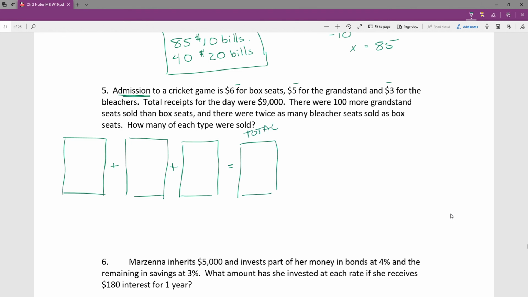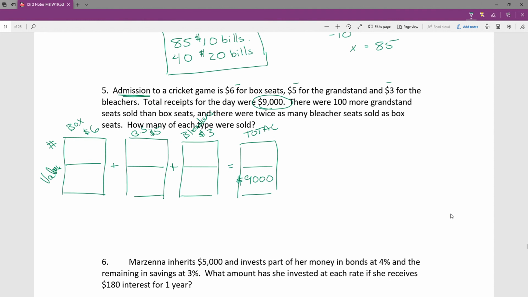And the 3 things would be the box seats for $6, the grandstands, I'm just going to do GS, for $5 a ticket, and then the bleachers for $3 a ticket. Okay, so the top parts of the boxes, as we know, have the number of tickets, and the bottom is going to have the value of the tickets. Now, it says the total receipts for the day were $9,000. That's going to go in the total value of things.